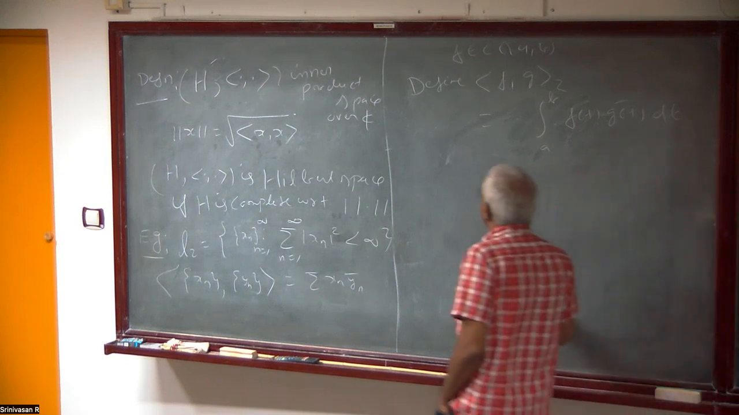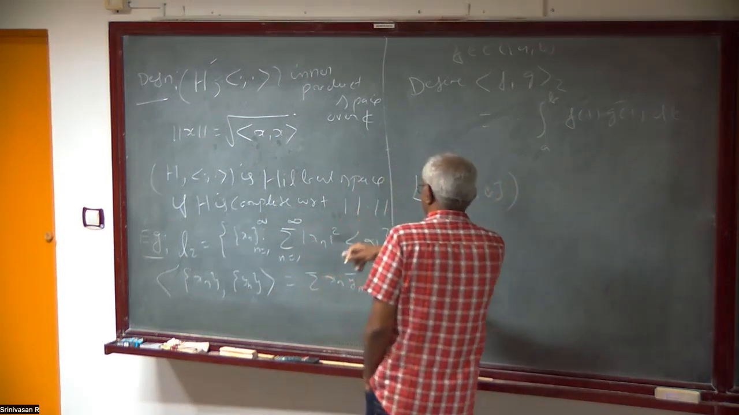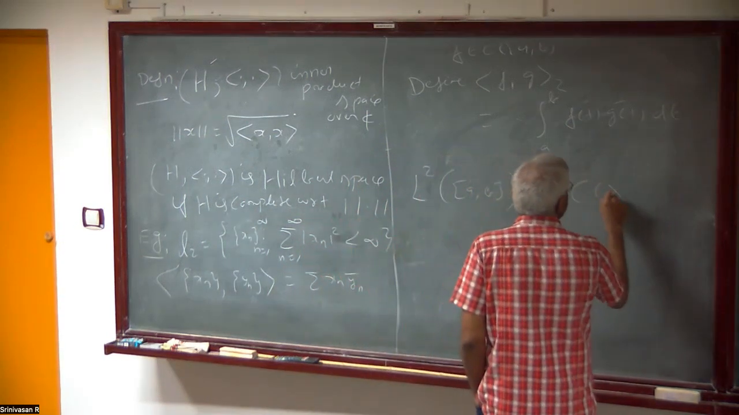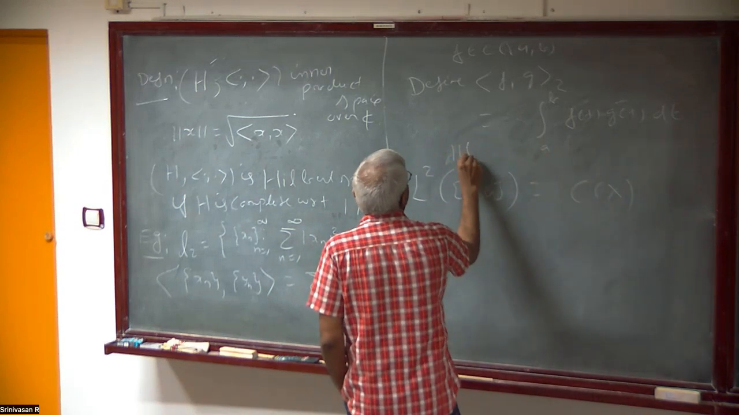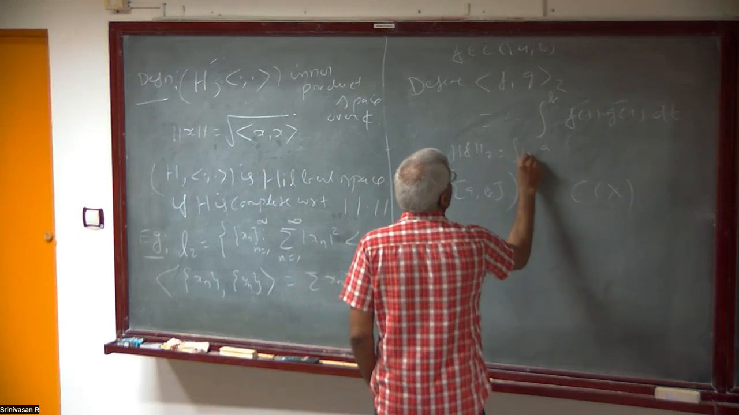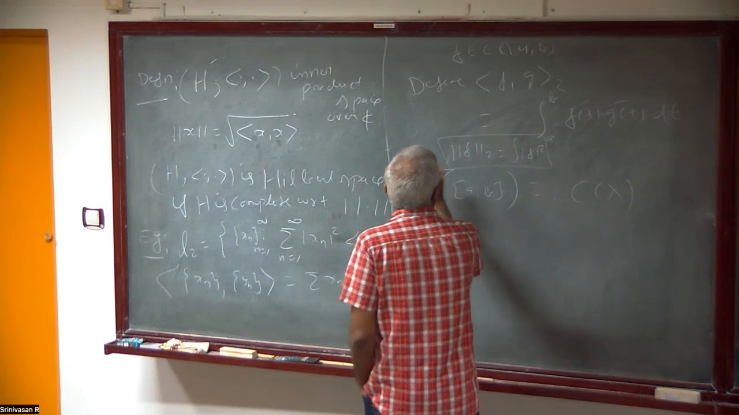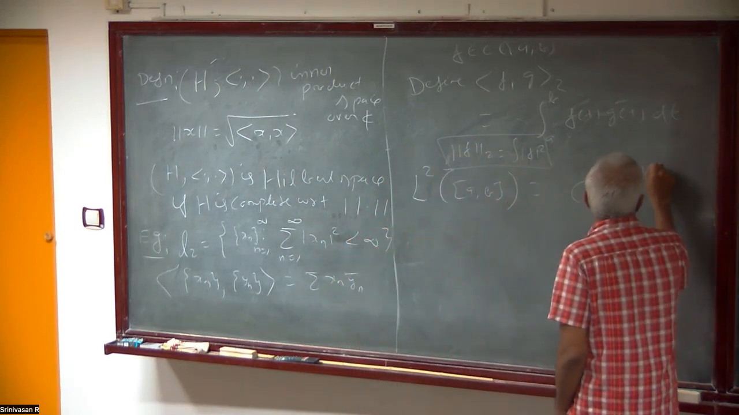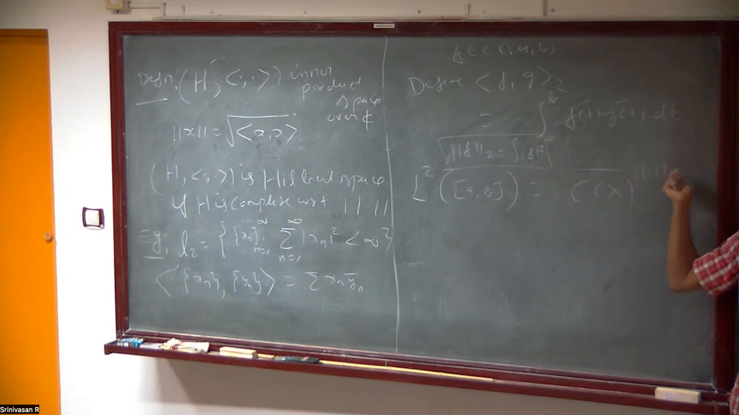Now you define capital L2 of [a, b]. There I have written small L2 equal to the completion of C of X with respect to norm 2, which is the square root of the integral of mod f squared. It's not closure, it's completion with respect to norm 2. We have a norm on C of X. You complete it with respect to this.